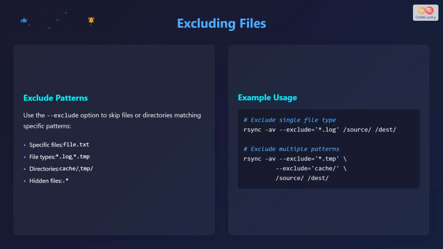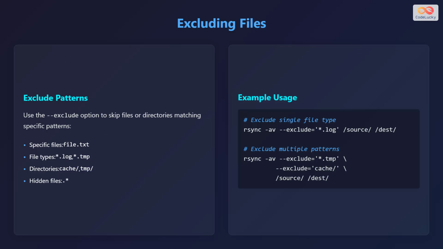Next, let's discuss how to exclude files during the rsync process. To skip specific files or directories, you can use the exclude option followed by the pattern you wish to exclude. This could include specific files like file.txt, file types like *.log or *.tmp, directories like cache/ or tmp/, or even hidden files which are .*.